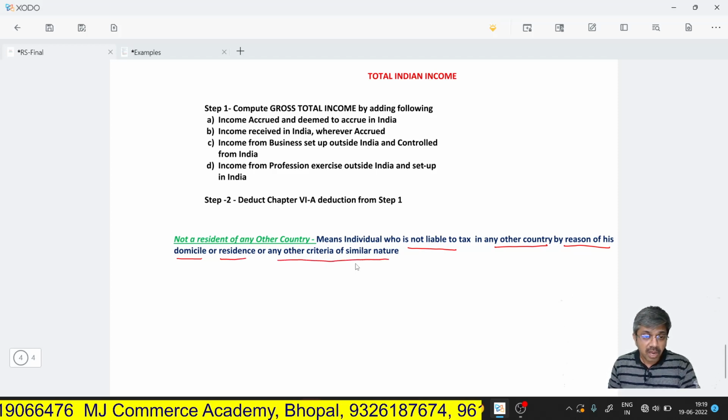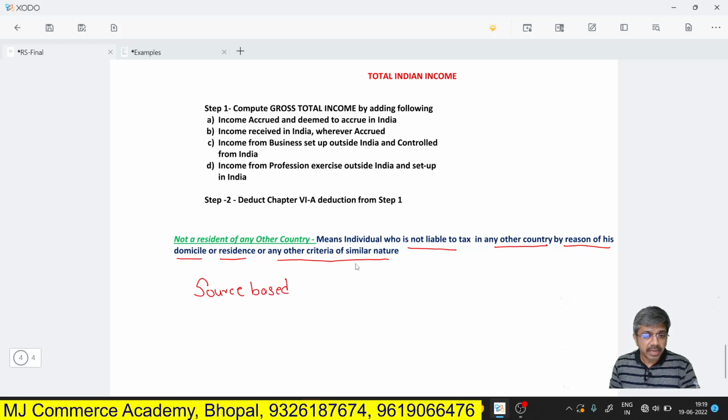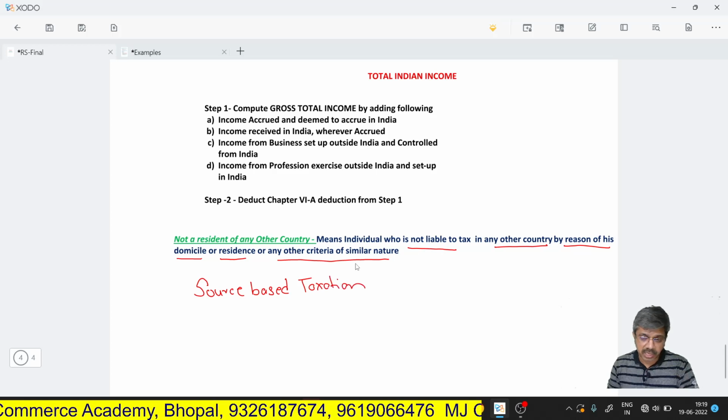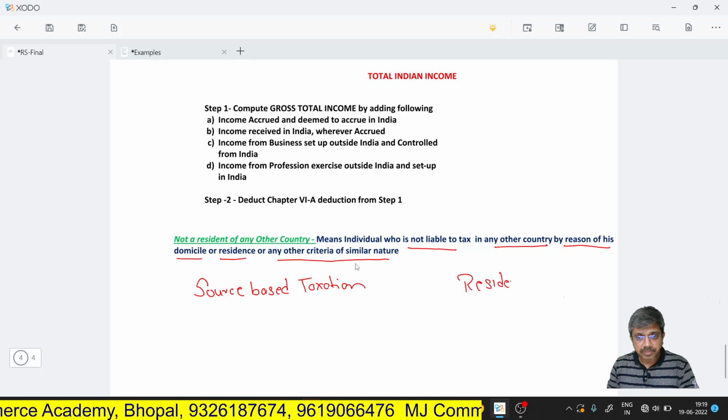What I mean is, under international taxation there are two types of taxation. One is called source based taxation and another is called residence based taxation. Let me write it down here. Residence based taxation.